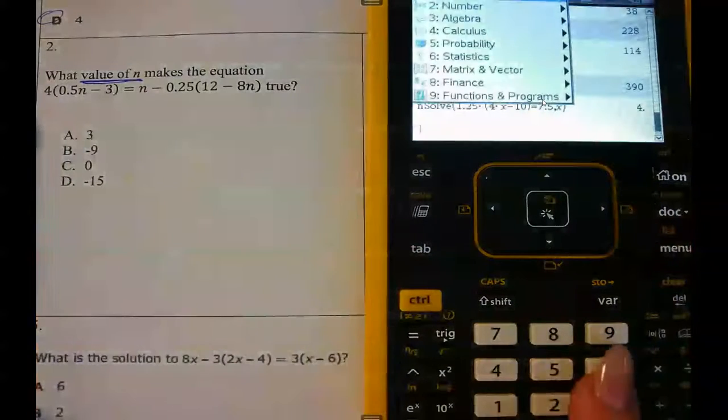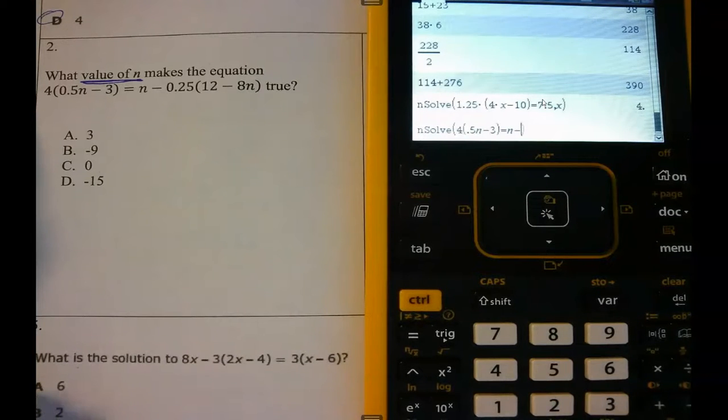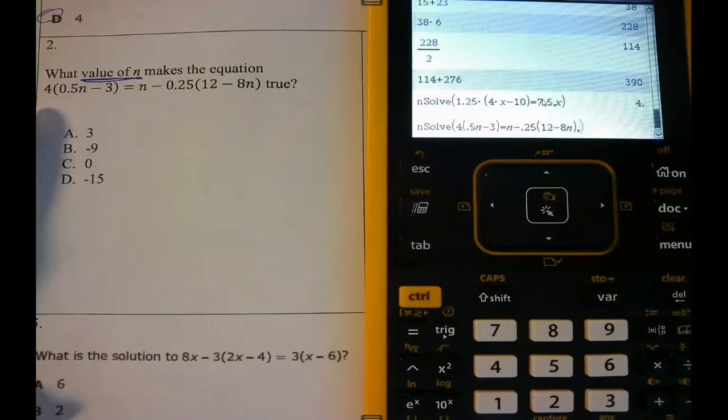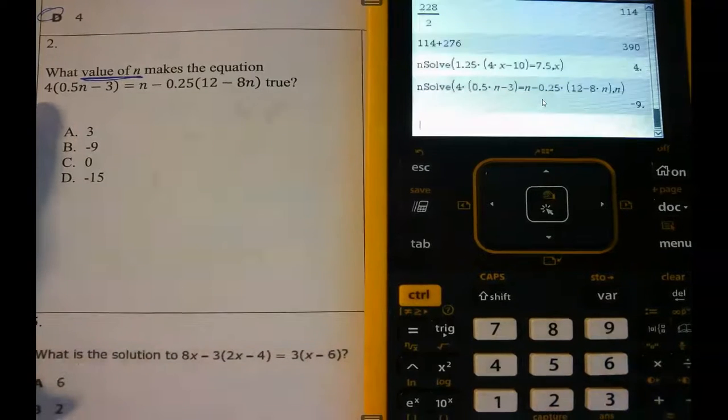So again, menu 3-1, and I'm typing in this whole thing exactly like I see it. 4, open parentheses, 0.5n minus 3, close parentheses, equals n minus 0.25, open parentheses, 12 minus 8n, close parentheses. After I put comma, I used an n this time, so I'm going to put comma n, enter, negative 9.